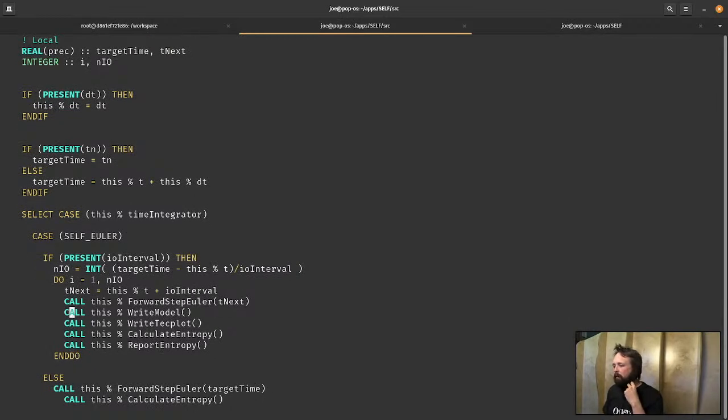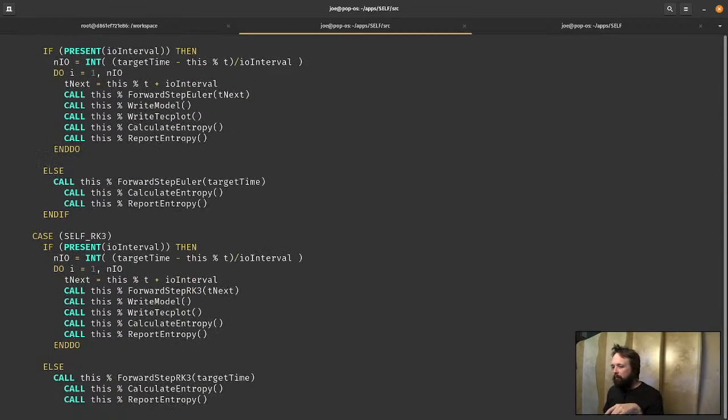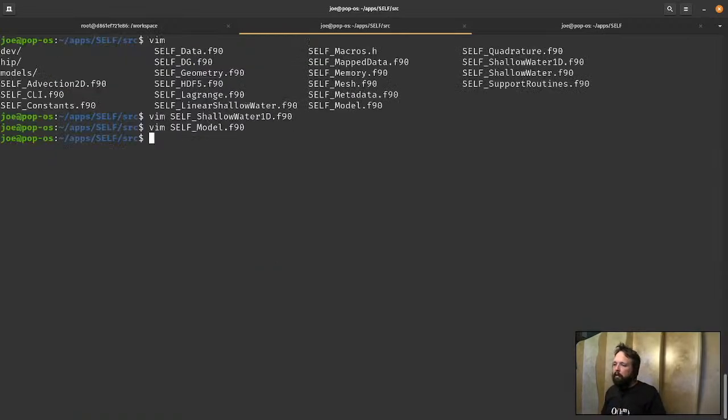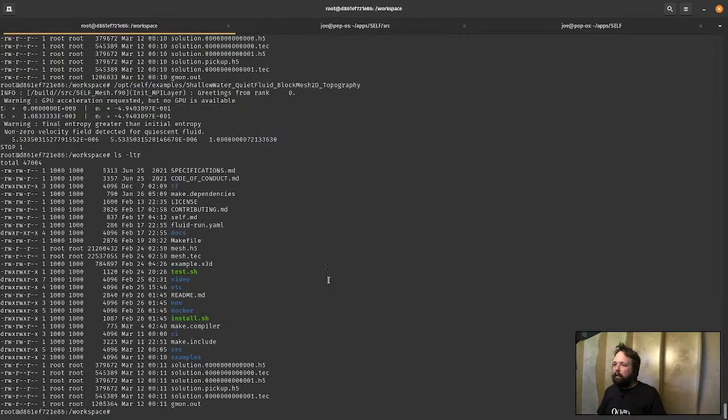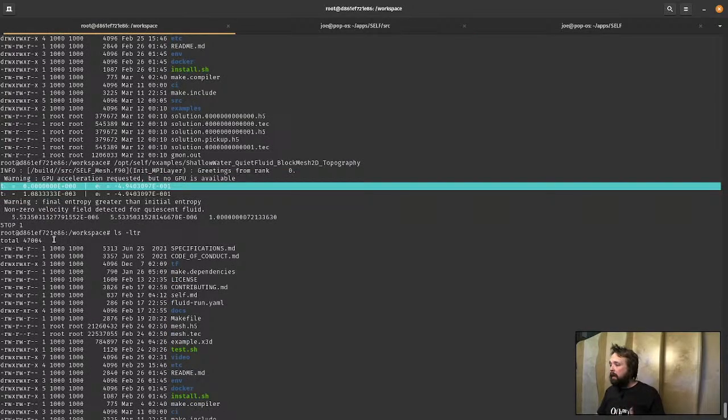So when you call any of the integrators inside self, it's going to run the integrator that you chose. Here we're looking at Euler. If you did RK3, right, it's going to forward step with RK3. If you ask it to write out the model output, it's going to write the model output. It's going to write Tecplot. It'll calculate entropy for you, and it'll report it to screen. And that's what you saw when we ran the container earlier. These outputs here report the time and the entropy.